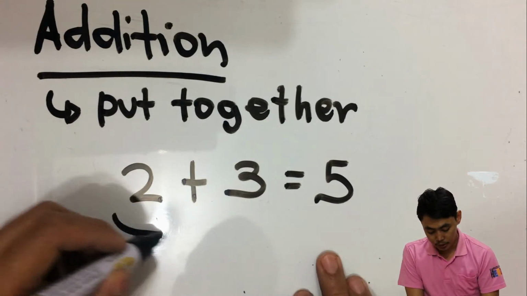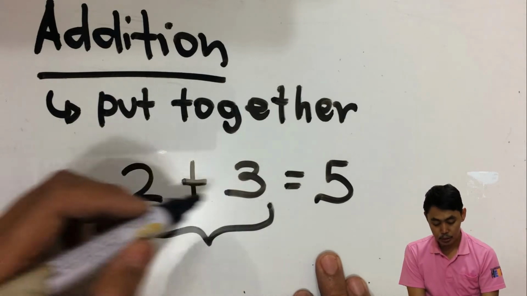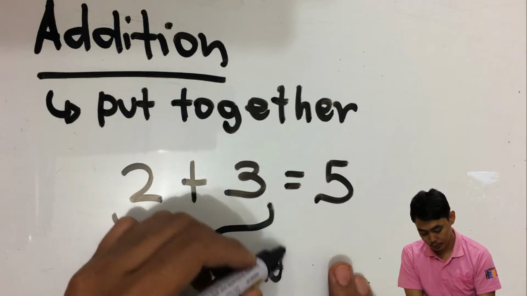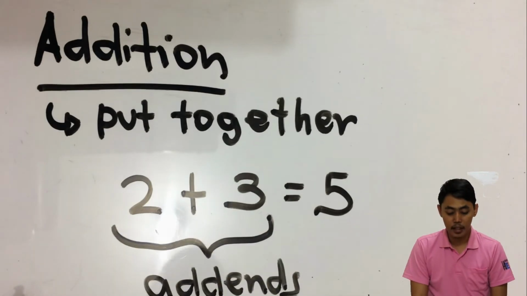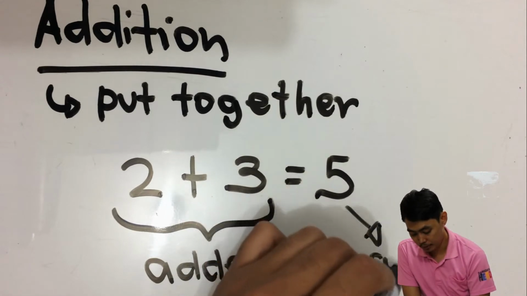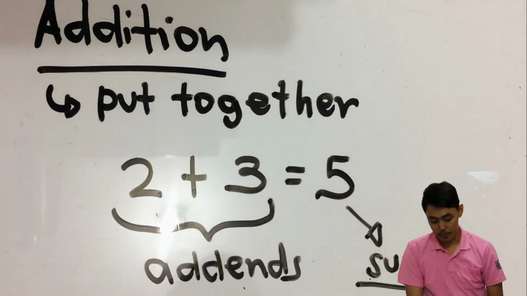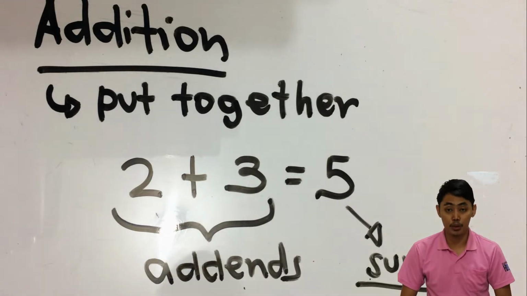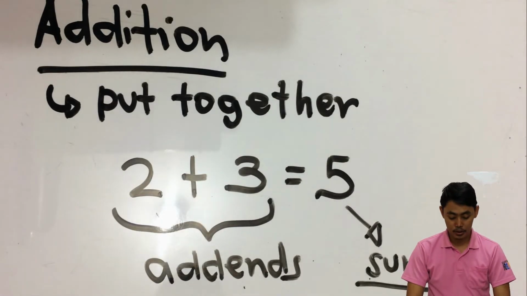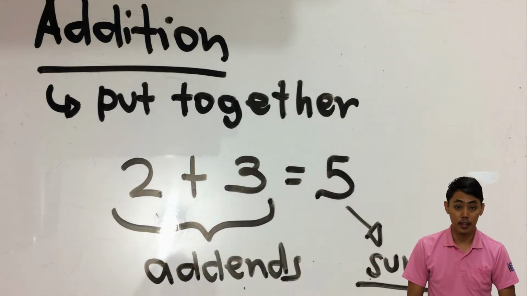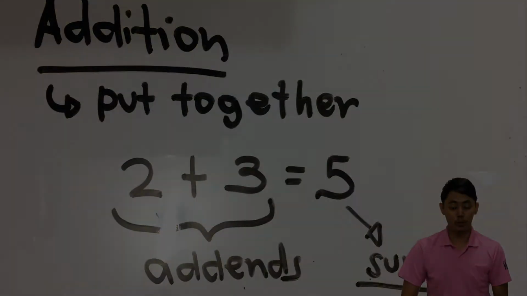Now it is good to note that 2 and 3 are called addends. Okay? And 5 is called the sum. So again, addition is simply putting together numbers. 2 and 3 are called addends, and 5 is called the sum.